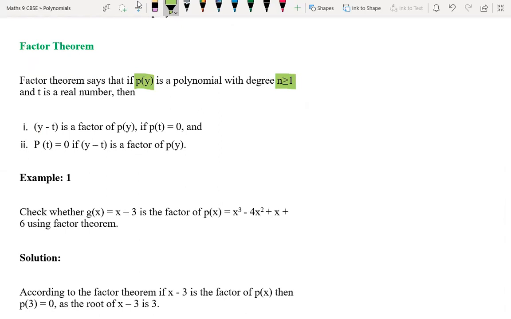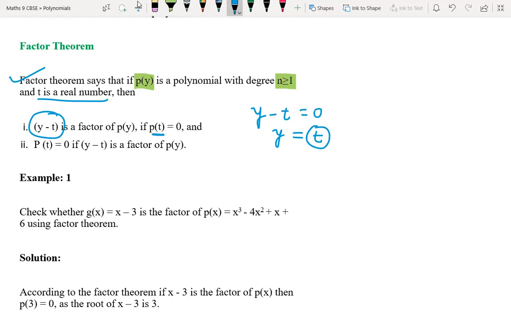Yes, sir. So that's why they are saying here, the factor theorem says that if p(y) is a polynomial with degree n greater than or equal to 1 and t is any real number, then y minus t is a factor of p(y) if p(t) is equal to 0. See, p(t) is equal to 0 means what? This part they are writing is equal to 0. y minus t is equal to 0. So y is equal to what you are getting? t you are getting. This is a factor of this.